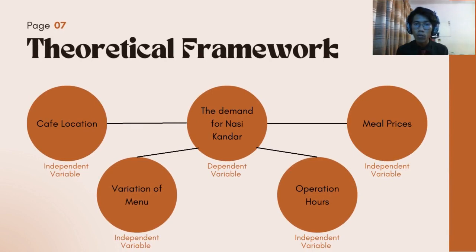The theoretical framework shows that the demand for nasi kandar is the dependent variable while the other variables become the independent variables, which are the cafe location, variation of menu, operating hours, and the meal price.